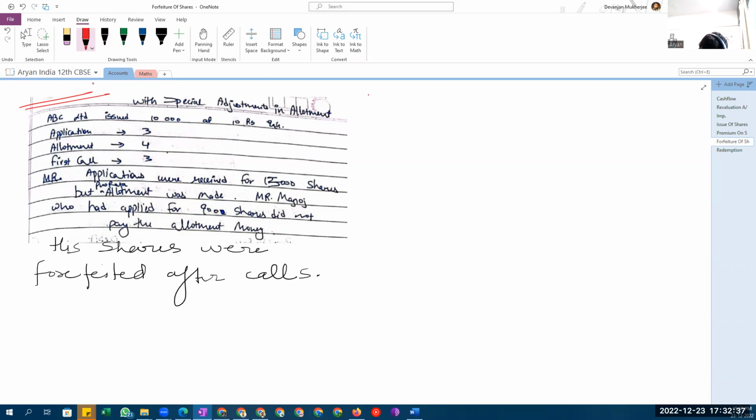The first journal entry will be Bank account debit to share application, 15 into 3, 45,000. Why did I do 15 into 3? Because 15,000 applications are being received and 3 is the rate of application.